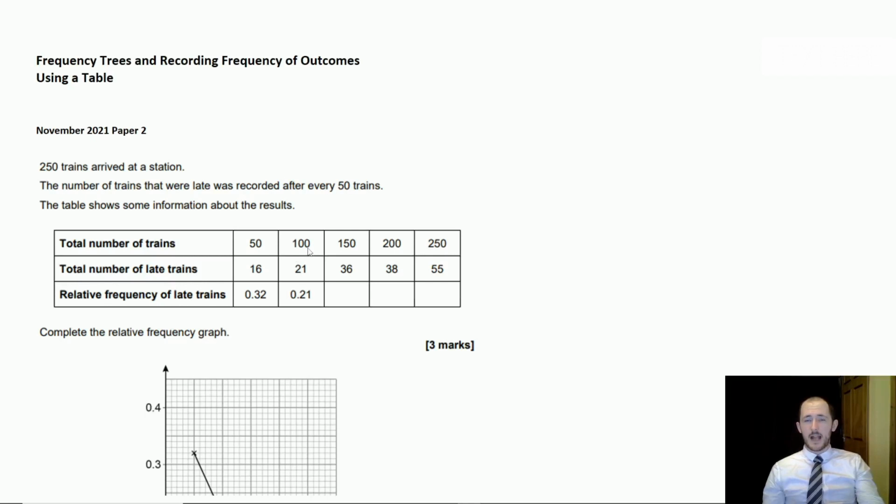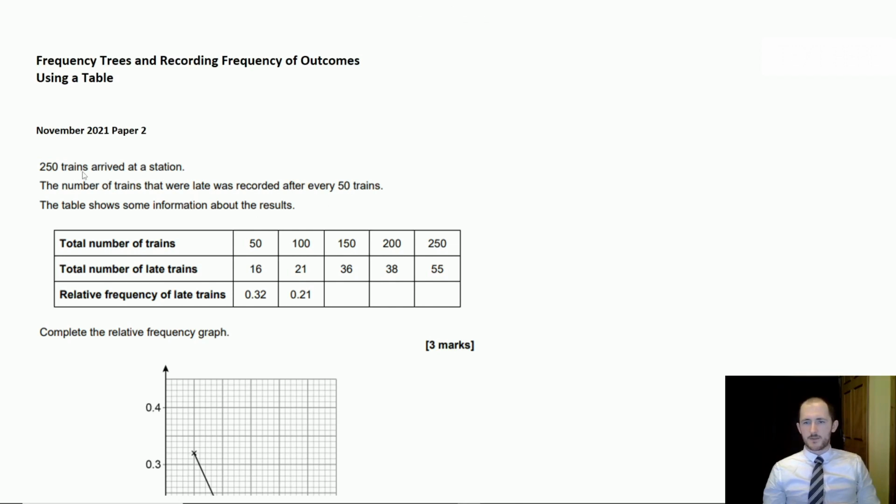Today we're going to be looking at the probability topic of the AQA specification. So the first one just says using frequency trees and recording frequency of outcomes using a table. This also ties into one of the later spec points, which is relative frequency, and we'll go through what that means when it comes up.